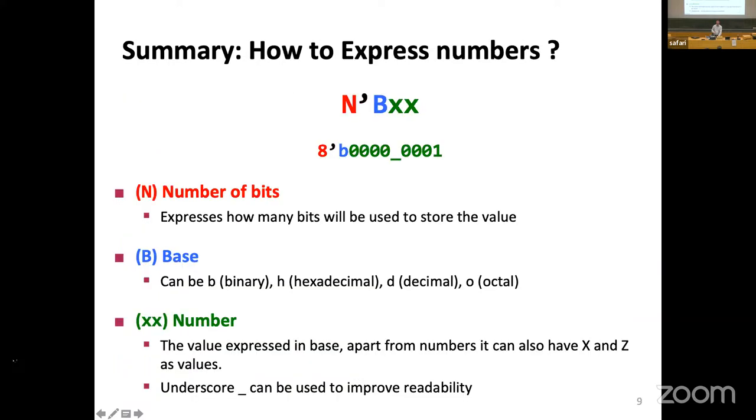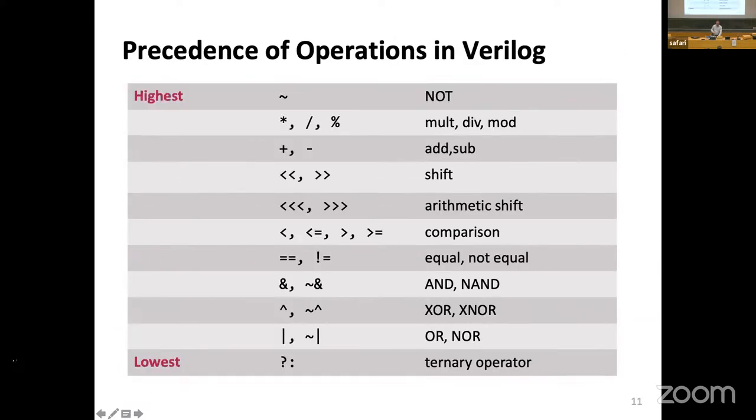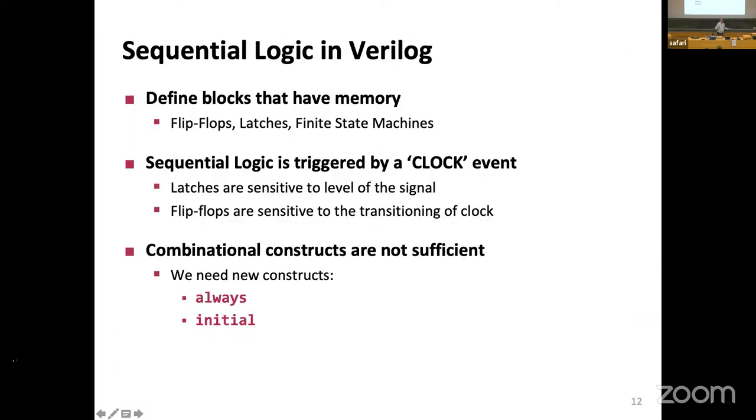Sorry. Okay, so let's get to sequential logic. Are we excited? We want to see memories. How are they done? It will be awful. We want to define flip-flops, latches, and then finite state machines. Because if we can do this, everything is open. We are designing everything we want.